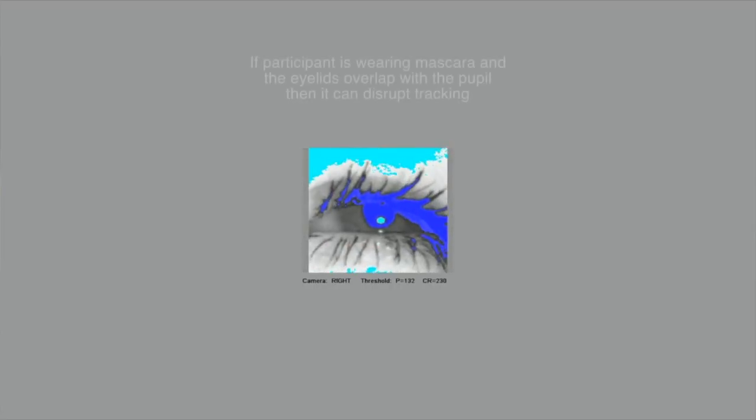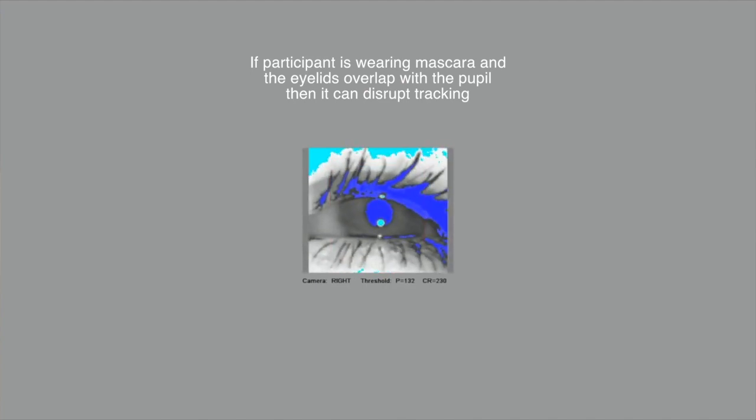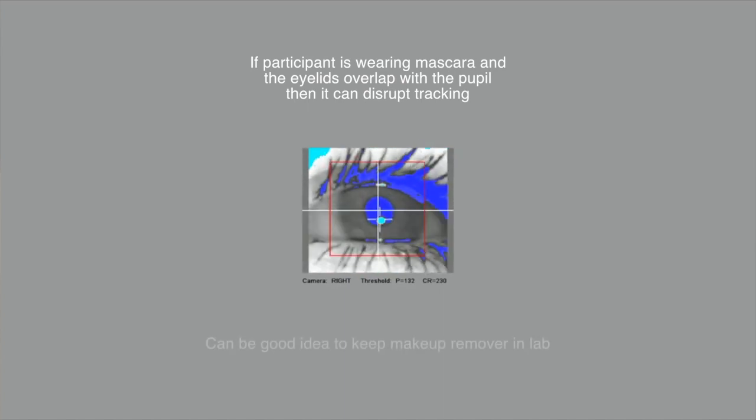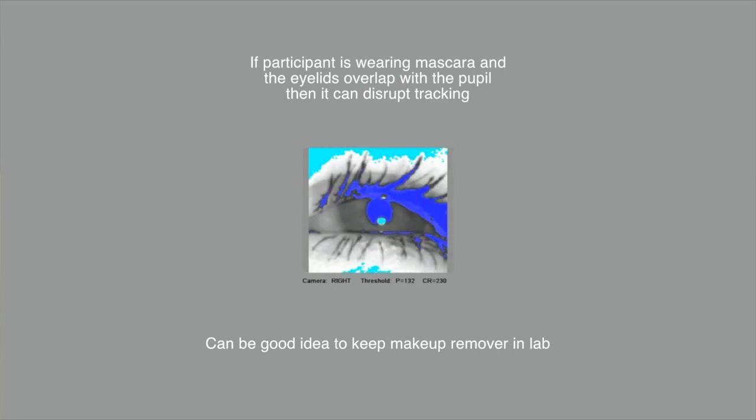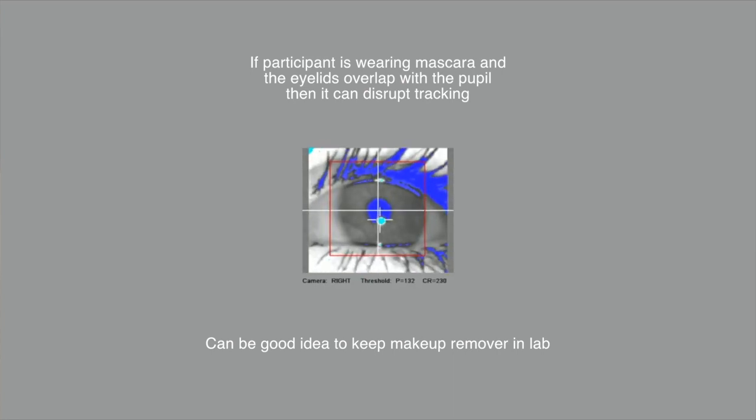Makeup doesn't usually pose a problem for eye tracking, but in some cases, if the participant is wearing mascara and the eyelashes overlap with the pupil in the camera image, this will disrupt tracking. So it's a good idea to keep makeup remover on hand. Some labs even ask participants not to wear eye makeup to the experiment.